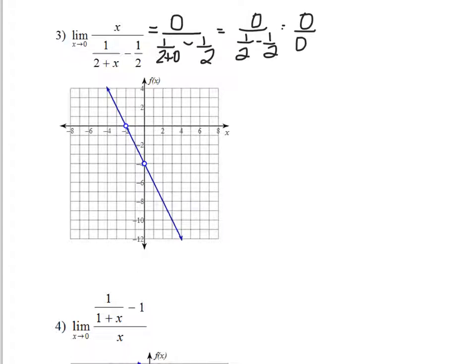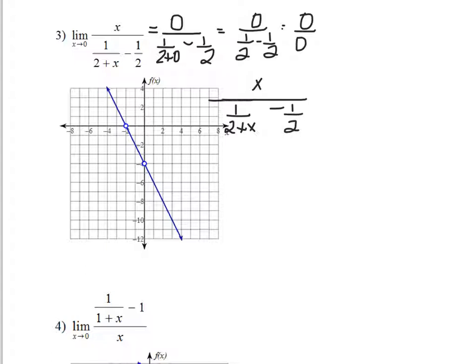So this is a situation, again, where I have 0 over 0, and I'm not going to be able to factor, and there's no radicals, so I can't use conjugates. But what I can do is find a common denominator. So let's try to simplify this fraction first. So we have x over 1 over 2 plus x minus 1/2.